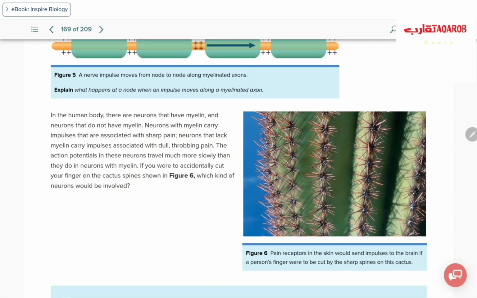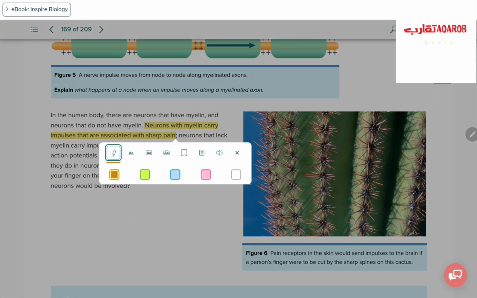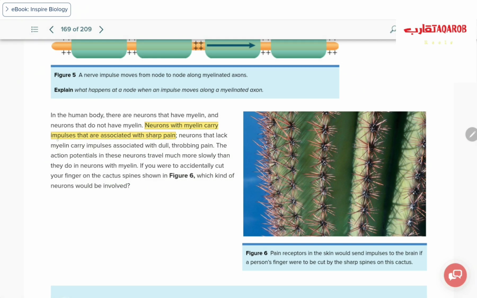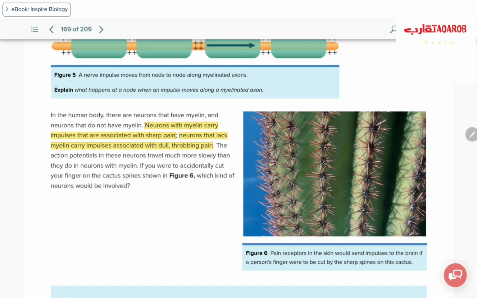In the human body, there are neurons that have myelin and neurons that do not. Neurons with myelin carry impulses that are associated with sharp pain. Okay, so any neurons responsible for sharp pain will have a myelin sheath, whereas neurons that lack myelin carry impulses associated with dull throbbing pain. The action potential in these neurons travels much more slowly than in neurons with myelin.